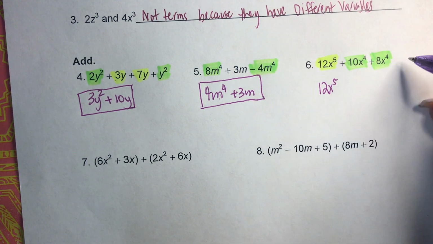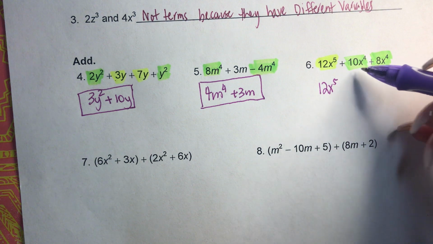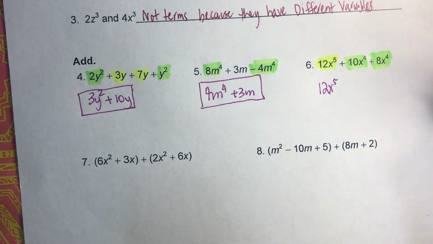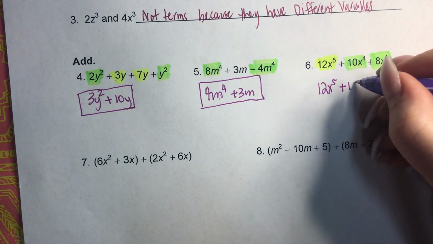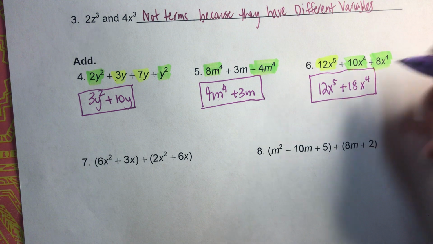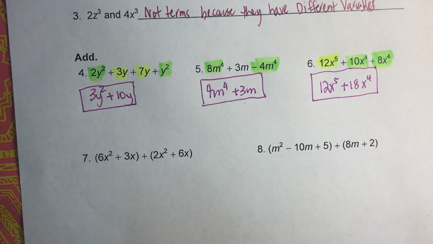And then here we have x to the 4th, so this is a positive 10, so we're going to go plus 10, and this is a positive 8, so 10 plus 8 is 18, so it's a positive 18x to the 4th power, and that is the answer. So if you got all three of those right, great job.